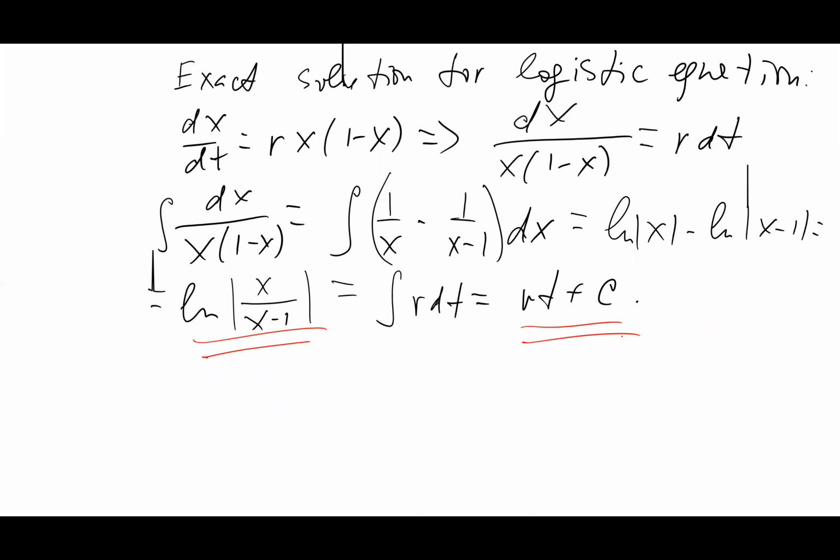So what we got is this logarithm equals r t plus a constant. And if we take the exponent of both sides, we will get x over x minus 1 equal to a times e to the power of r t, where a is a constant which can be found from initial conditions.